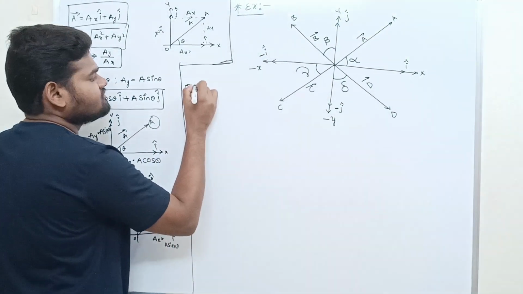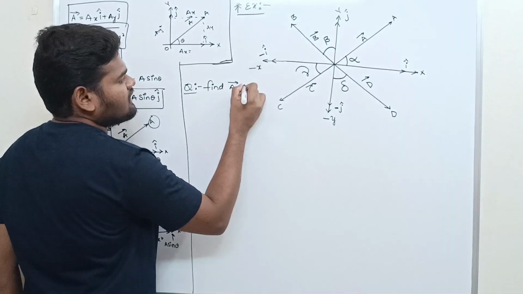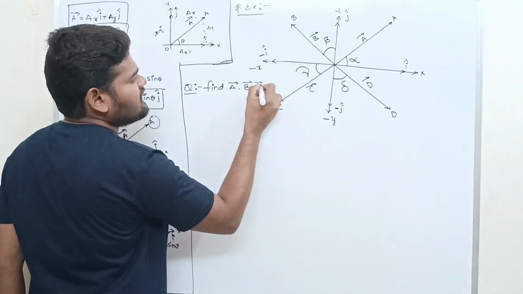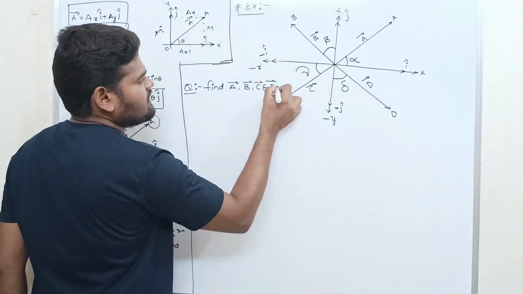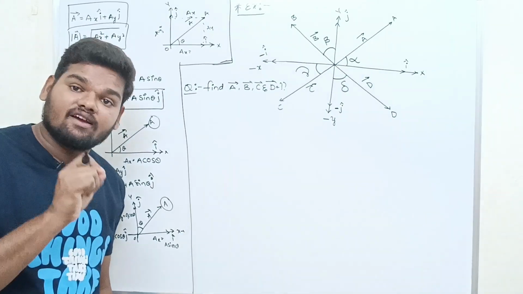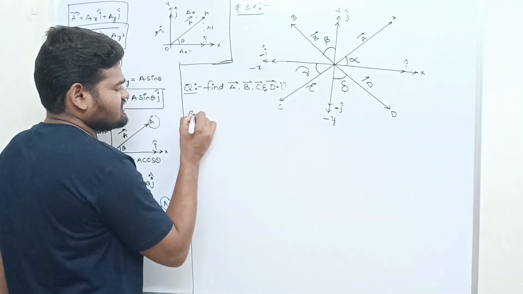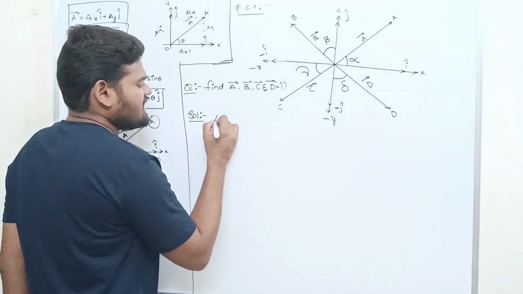The question is to find out a bar, b bar, c bar, and d bar vectors. A, B, C, D vectors are equal to how much? This is the given question. Right? Let's solve it. Solution: I want to find out the a bar vector.